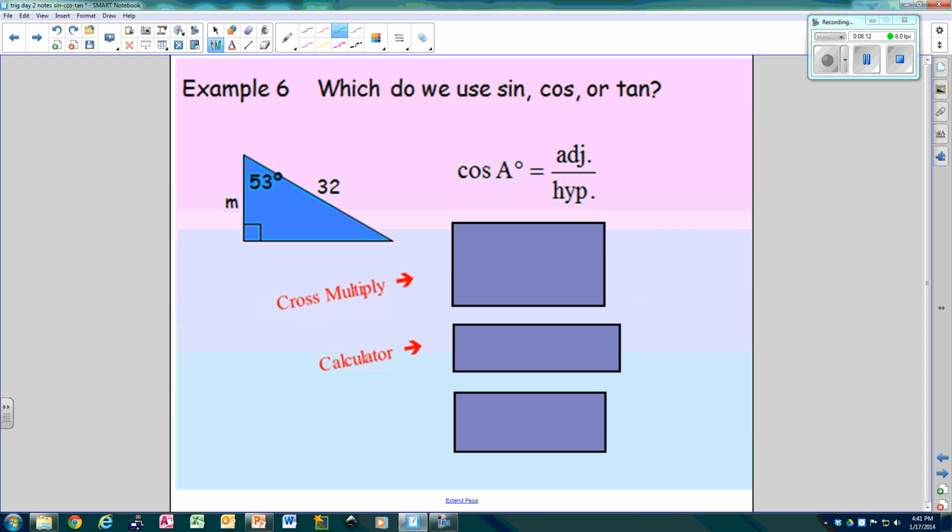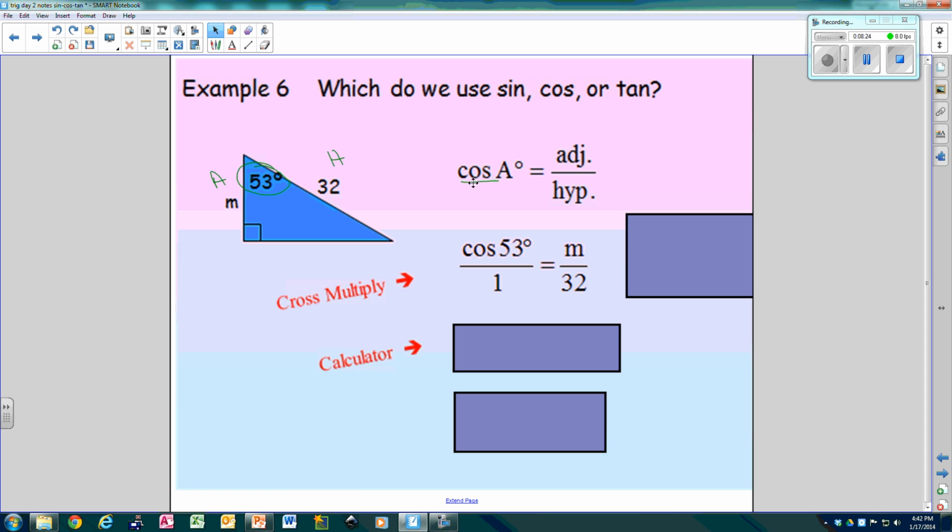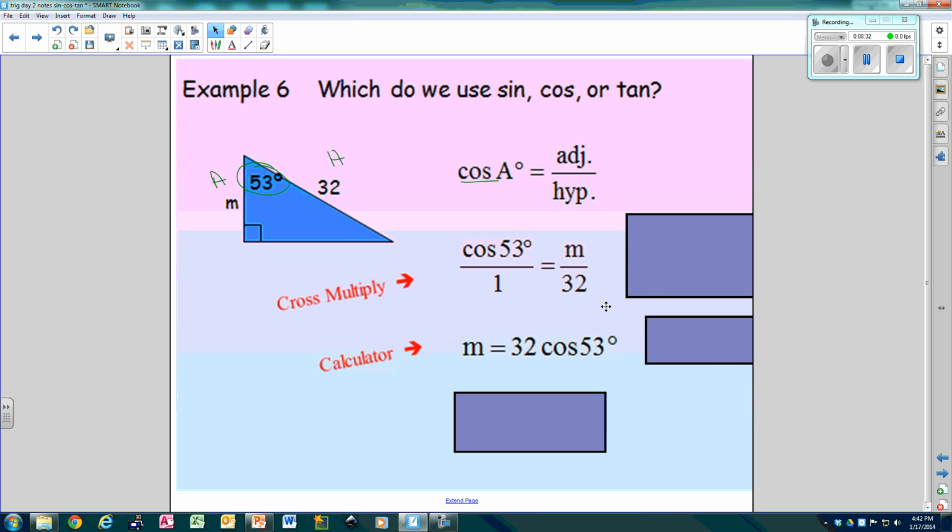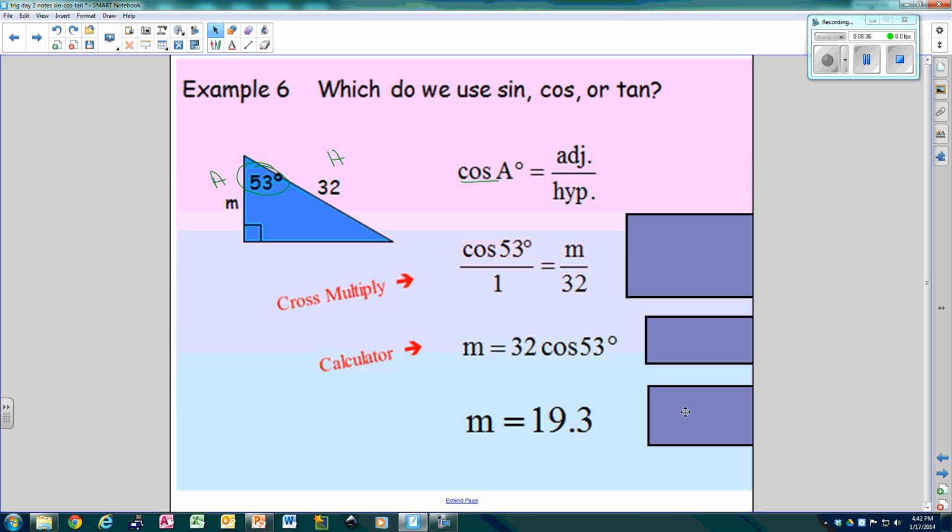Okay, so let's try this one. Here's our angle. This is adjacent. This is the hypotenuse. So that means we're going to use cosine, adjacent over the hypotenuse. So I plug in the measures. So cosine of 53 is m over 32. So since m is in the top, we just cross multiply. So 32 times cosine 53, and you get 19.3.